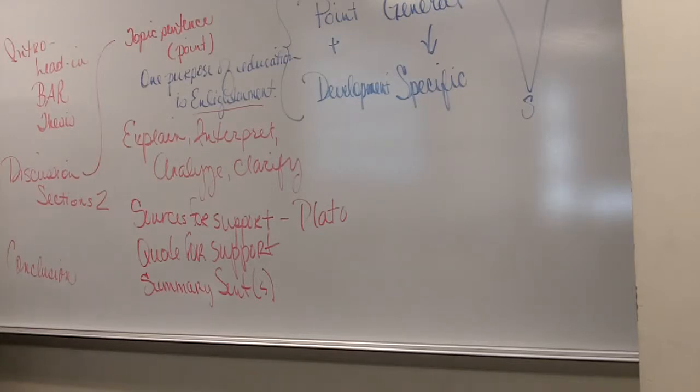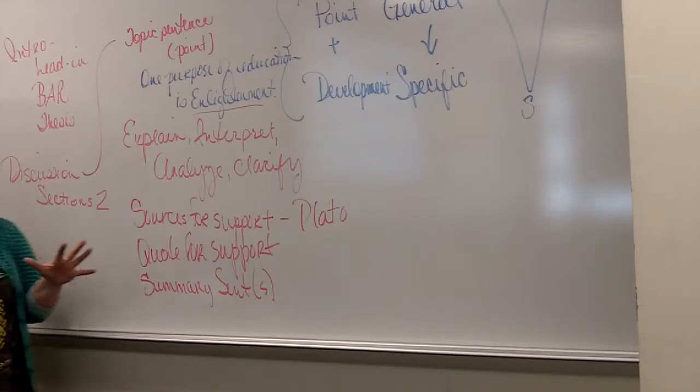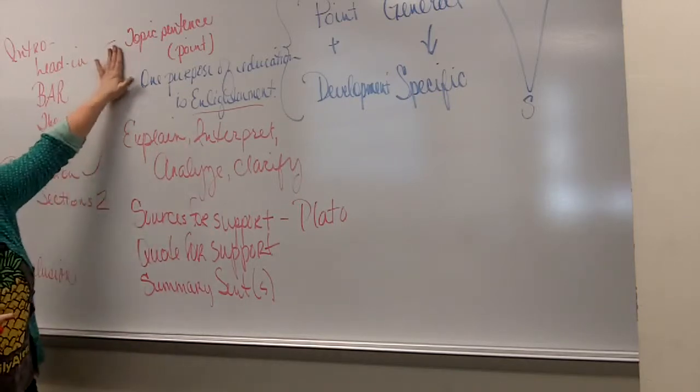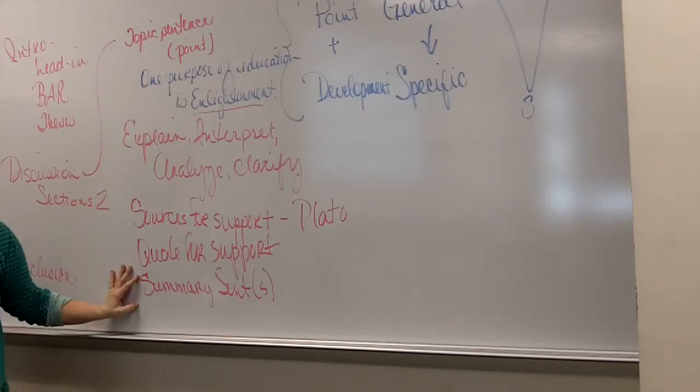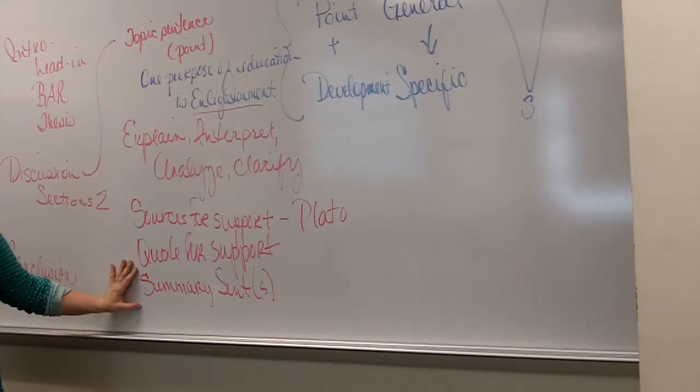So if you think about it, you have 4 basic rhetorical moves that you're doing in your discussion section. Topic sentence, explanation, source for support, summary sentences, bringing it all together. Now this is one source for your discussion section. How many sources would I recommend? 2. Why? It gives you more to talk about.